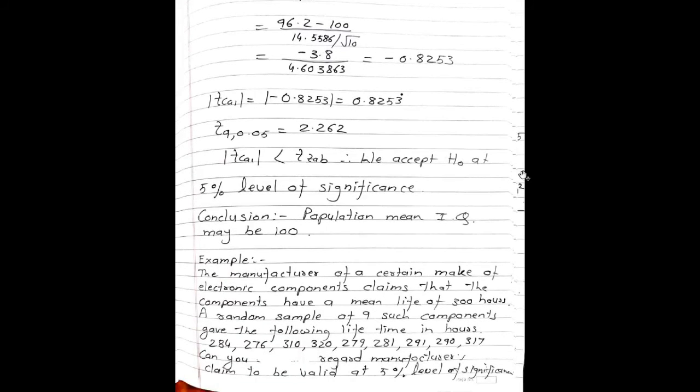See the next example. The manufacturer of a certain make of electronic components claims that the components have a mean life of 300 hours. A random sample of 9 such components gave the following lifetime in hours: 284, 276, 310, 320, 279, 281, 291, 290, 317. Can you regard manufacturer's claim to be valid at 5% level of significance?